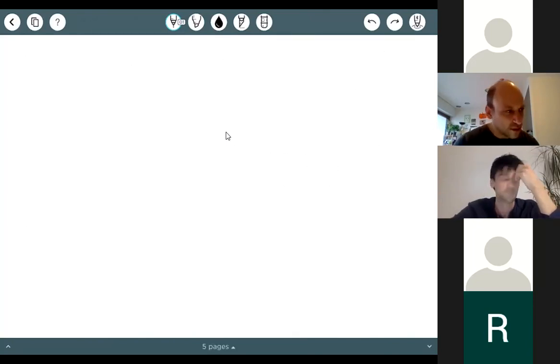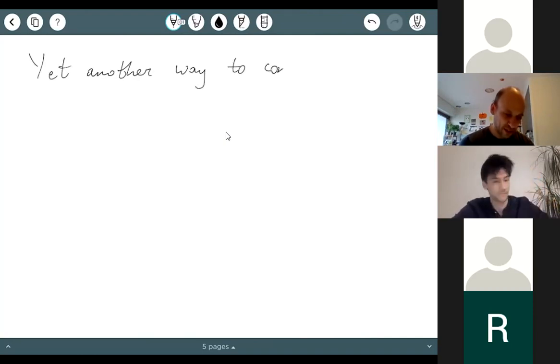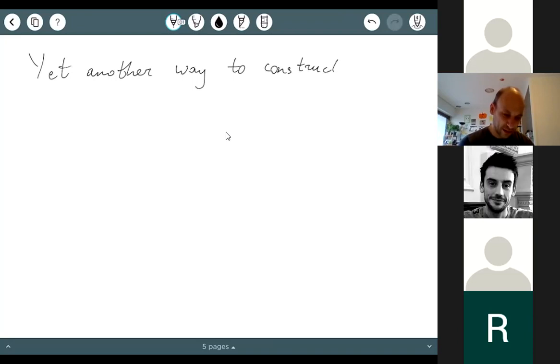Okay, so now we're starting yet another way to construct KdV. That will use intersection theory on the moduli space of curves.